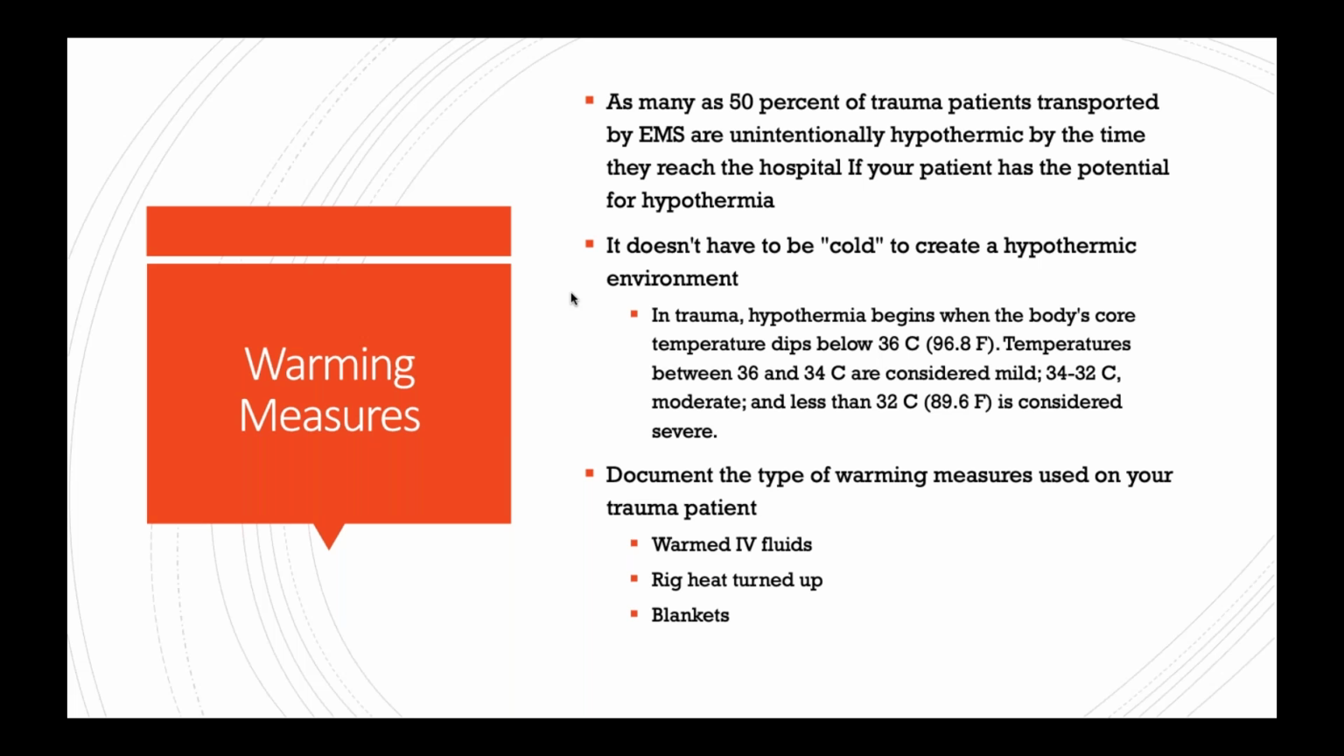So it doesn't have to be cold to create a hypothermic environment. In trauma, hypothermia begins when the core temperature dips below 96.8. Anything between 36 and 34 degrees Celsius is considered mild hypothermia, 34 to 32 moderate, and less than 32 is considered severe.